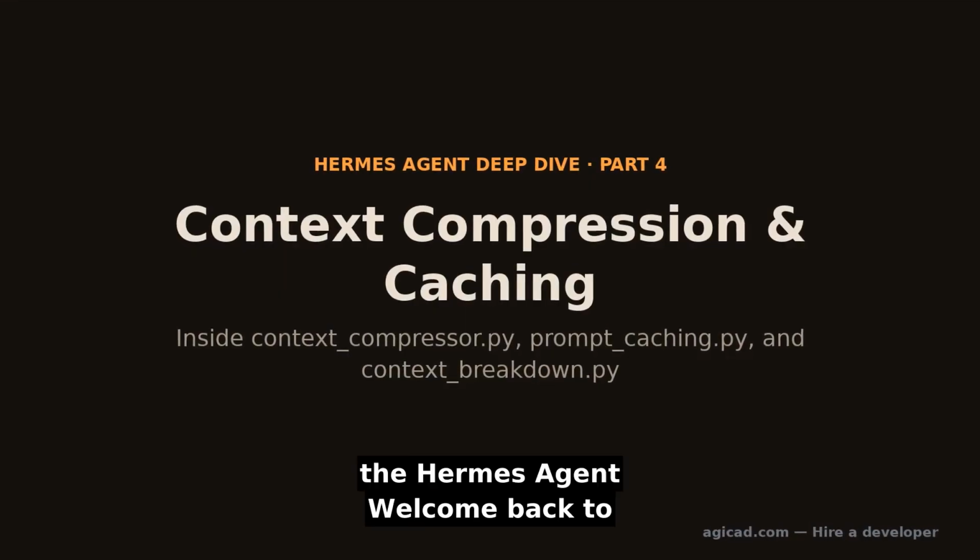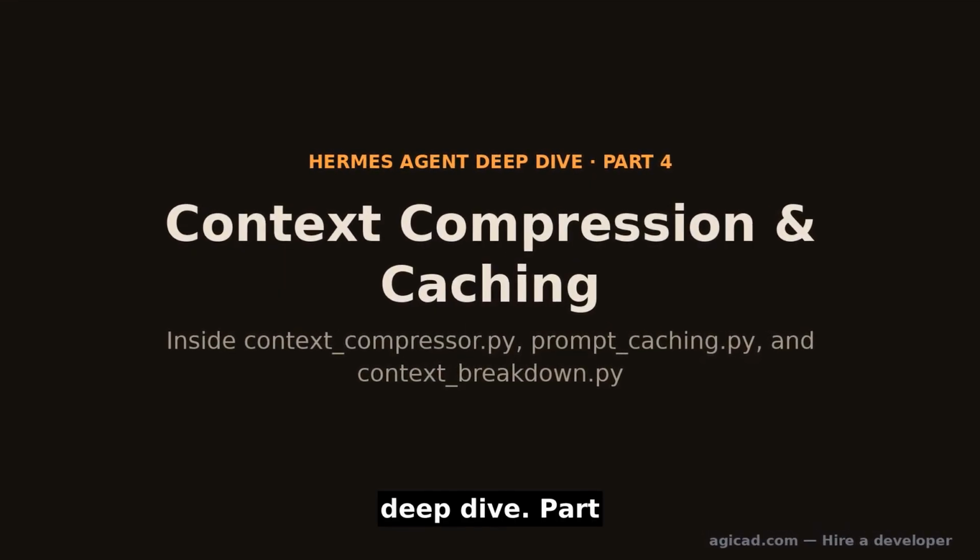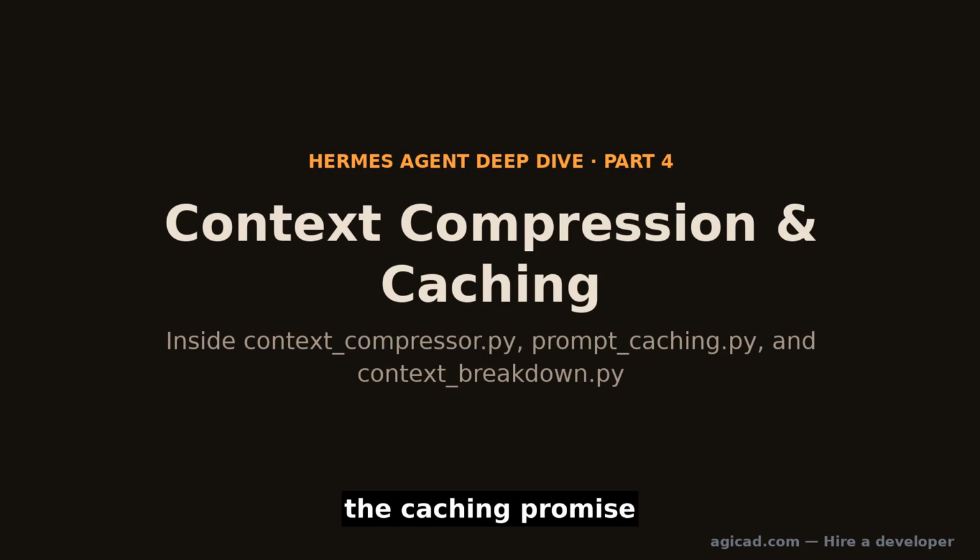Welcome back to the Hermes Agent Deep Dive. Part 2, open the loop that drives a single turn. Part 3, open the system prompt that loop sends every time, and the caching promise built around it. Build once, reuse until something forces a rebuild. This part is about that something.